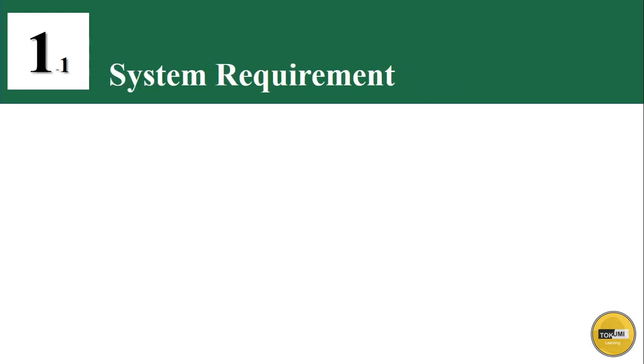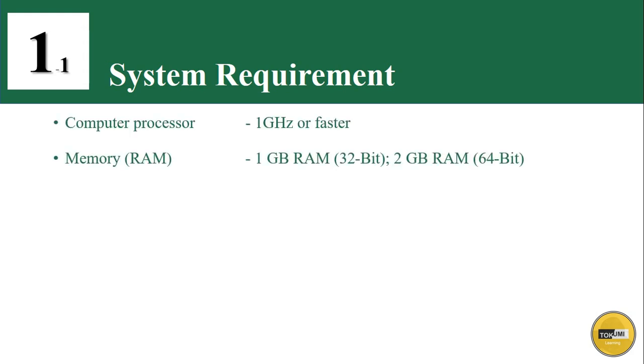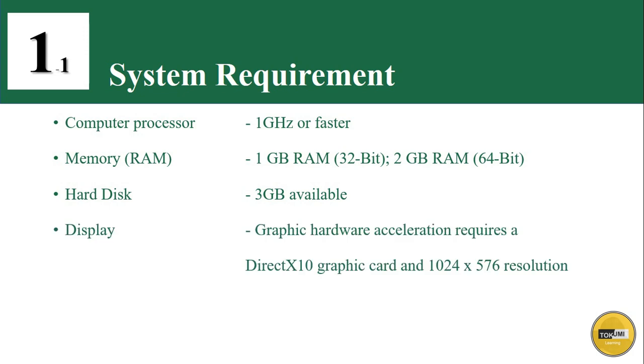For this session, we'll be looking at Excel 2016 for desktop, and these are the requirements. We have the computer processor, which should be 1 gigahertz or higher. We have the RAM, which will be at least 1 gigabyte, and we have the hard disk space, which should be at least 3 gigabytes, and then the display requirements.